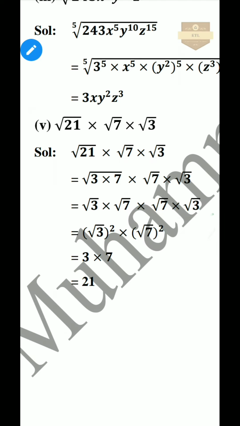Next, part number 5, which is under root 21 multiplied by under root 7 multiplied by under root 3. So 21 can be written as 3 multiplied by 7, and by separating the under root, we have under root 3 into under root 7 into under root 7 into under root 3. So this under root 7 into under root 7 will be under root 7 whole square, and this under root 3 into under root 3 will be equal to under root 3 whole square. So this square will be cancelled with the under root, and we have 3 into 7, which is equal to 21.